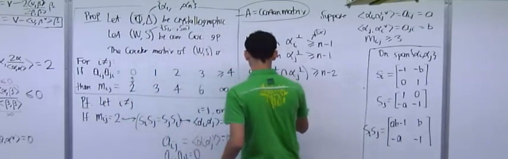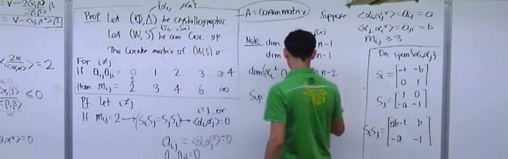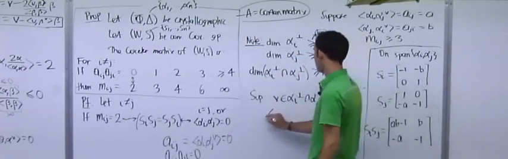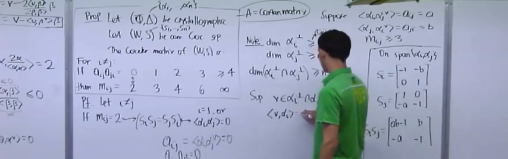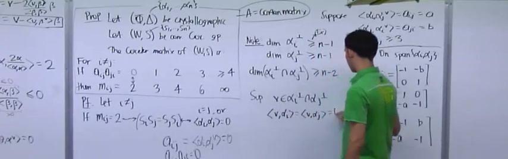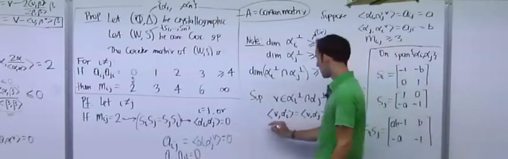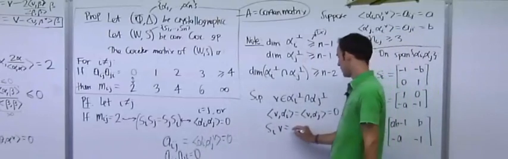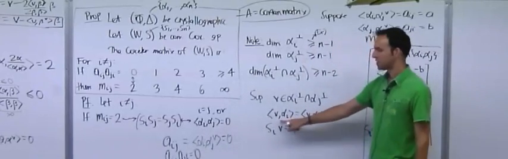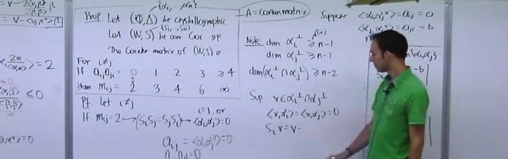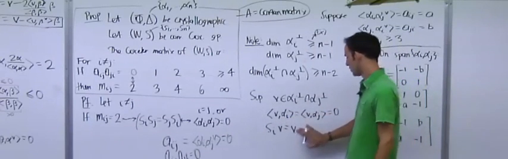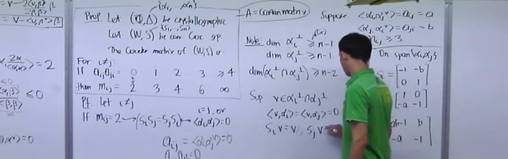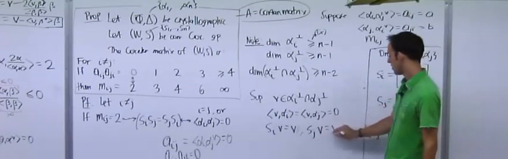Suppose that you have some vector which is here and here. What does that mean? That means that v comma alpha i is 0, v comma alpha j is 0. That means that what does Si do to v? Well, this is v minus this times something. So it says v. And what does Sj do? The same thing. V minus 0.